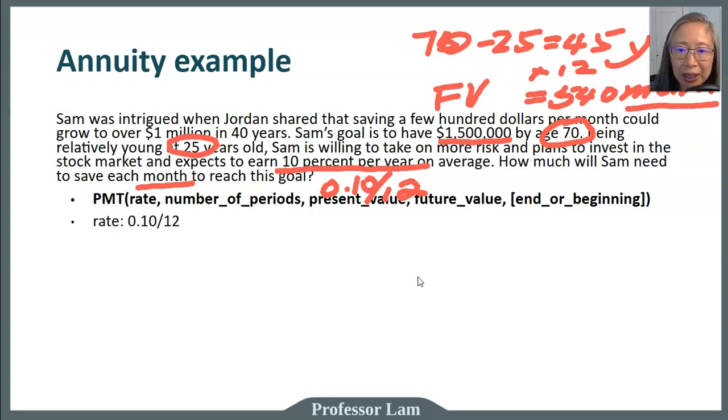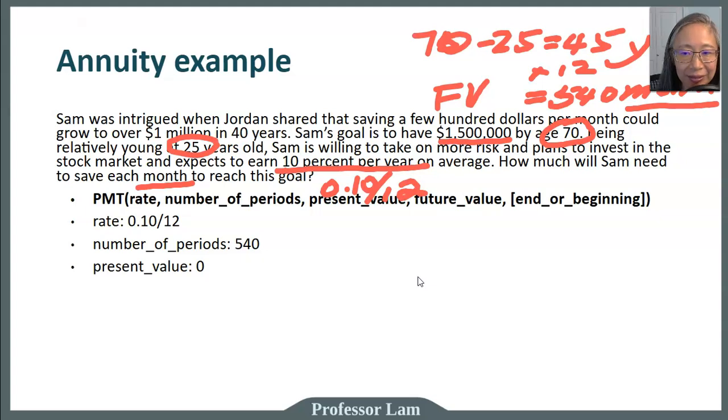The first argument is the interest rate, which will be 10% per year divided by 12. You can enter that directly into the spreadsheet. The next is the number of periods. You can enter 45 times 12 as well, or you can enter 540 months. The present value: they do not have any money saved today, so that will be 0. The future value is how much they want to have. They want to have $1.5 million.